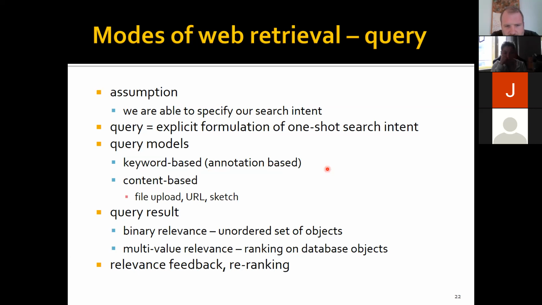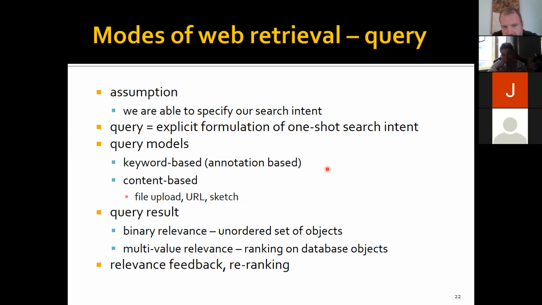There are different query models. The most used are, of course, the keyword-based query models that use the annotation or the content itself, if it's composed of keywords. Or we can also use the content-based model for multimedia, where we are not querying using keywords, but query by example. So we upload a file or sketch an image, for example, and we are searching using this example, or query by sketch.